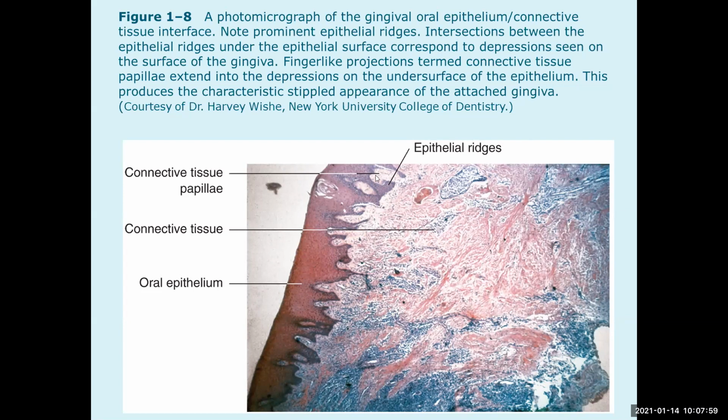But you can see these fingers. This is a connective tissue papilla. Just like you have a papilla on the outside between your teeth, connective tissue papilla. And as Jonathan said, it increases the surface area. Okay, and it also helps create stippling.